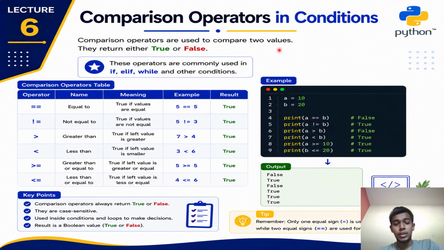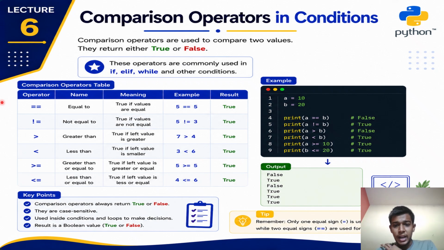The first operator is double equal to, written as the double equal sign. This operator checks whether two values are equal or not. The next operator is not equal to. I already told you about all the operators in the previous section. If you want to know more about these operators, you can see the previous lecture.